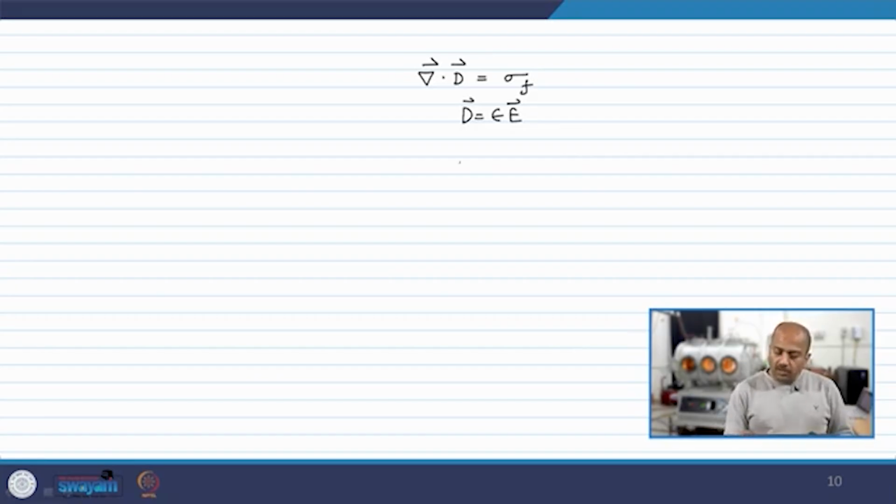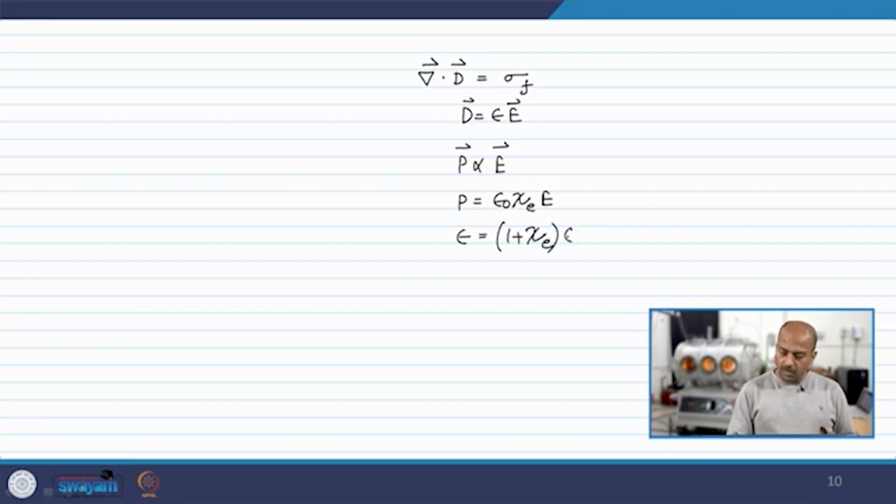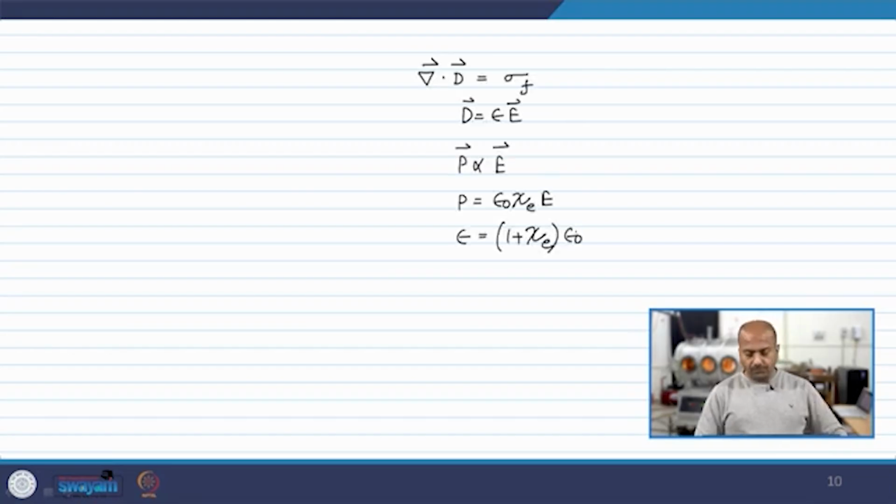That means the polarization is proportional to the electric field, right. So, we can write P is equal to epsilon naught chi E, where we can write epsilon as epsilon naught times (1 plus chi), and epsilon over epsilon naught is equal to epsilon r. So, this is the understanding so far.